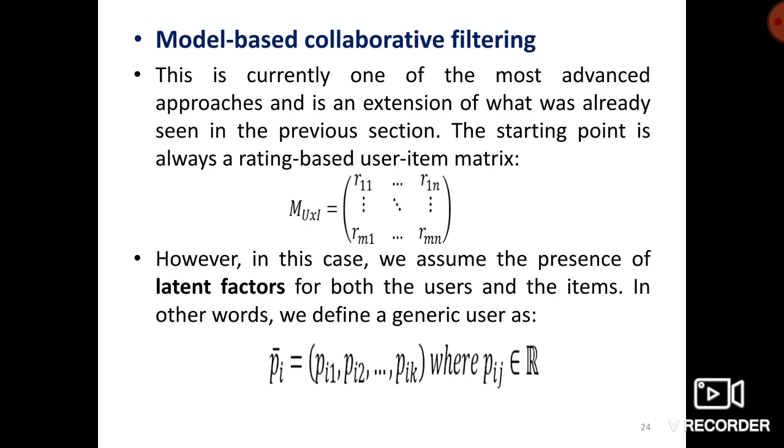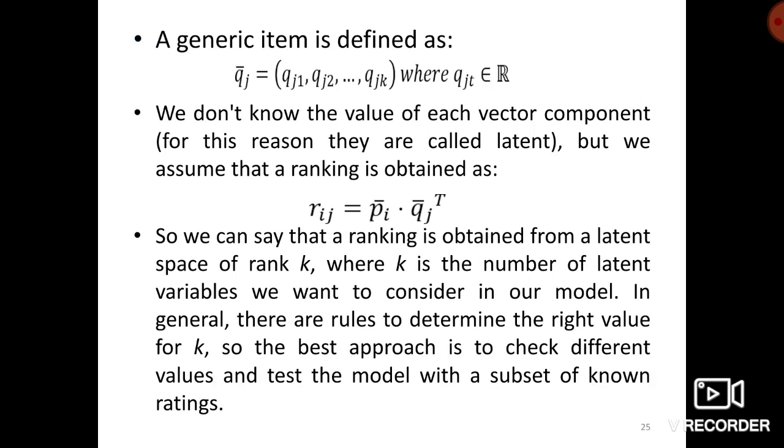However, in this case we assume the presence of latent factors for both users and items. In other words, we can define the generic user in the following way. The generic item is also represented in the following way. Now we want to learn something related to the ranking, which is obtained in the following way. If you observe this formula, we can say that the ranking is obtained from the latent space of rank k, where k is the number of latent variables we want to consider in our model. In general, there are no rules to determine the right value for k, so the best approach is to check different values and test the model with a subset of known ratings.